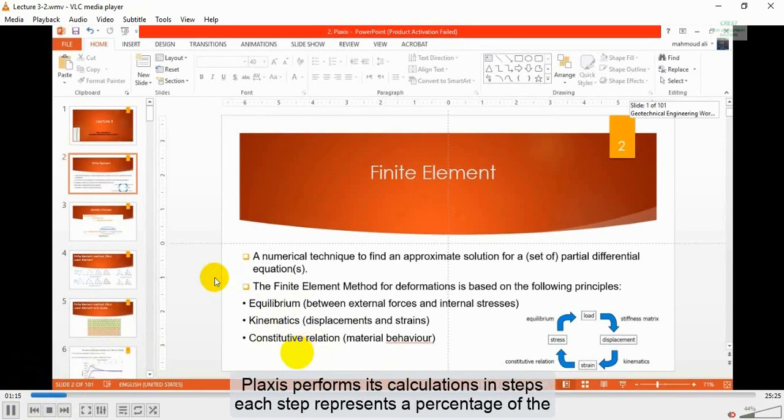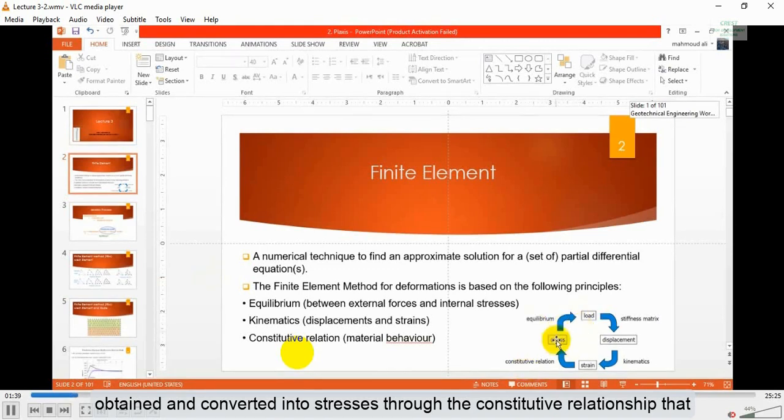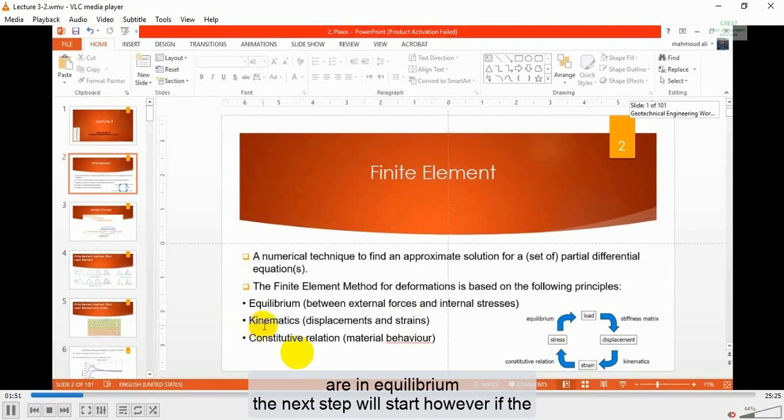To understand, Plaxis performs its calculations in steps. Each step represents a percentage of the applied external load. For each step, the displacement corresponding to the applied load is calculated through the stiffness matrices. Then, the strain is obtained and converted into stresses through the constitutive relationships that describe the material behavior. If the internal stresses and the external loads are in equilibrium, the next step will start. However, if the equilibrium is not satisfied, your simulation will be terminated with an error.